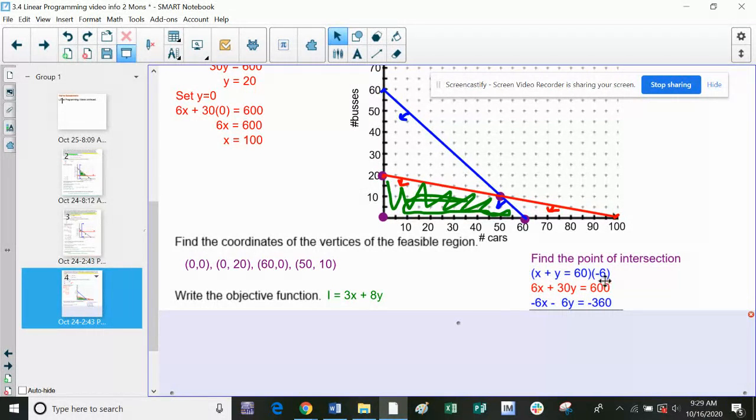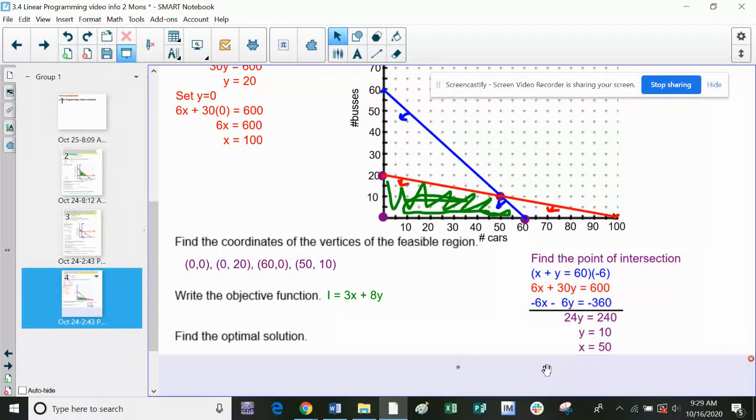So I wanted to get rid of the x's. So I multiplied everything here by a negative 6. So that'll give me a negative 6x. Those, when I add them in columns, then I get 24y equals 240. Divide by 24, y equals 10, so x equals 50. So that's where this point came from. It came from this algebra over here. So take a look at that, make sure you understand it.